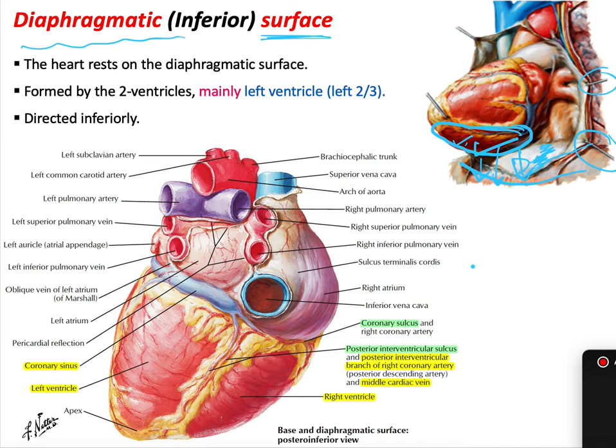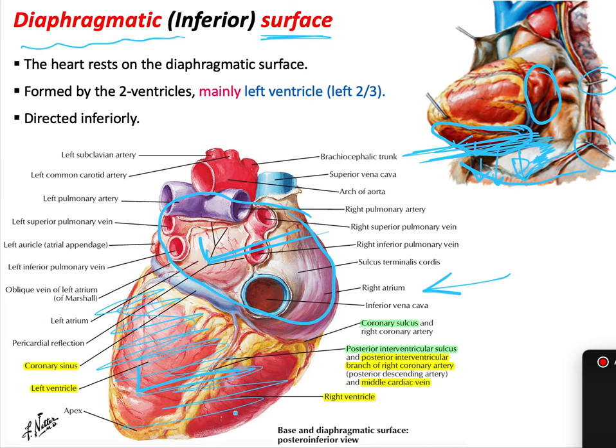Let us look at this figure. You are looking at the heart from the posterior view and inferior view. This is again the base of the heart. But, sorry, the heart doesn't sit on the base. No, this is the base. The heart doesn't sit on the base. The heart sits on the diaphragmatic surface, on this surface.